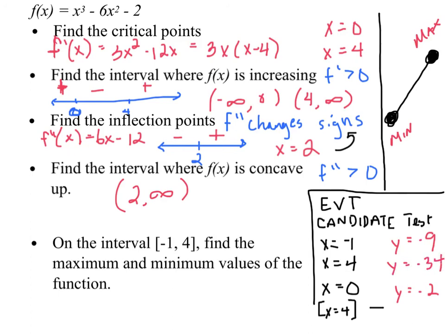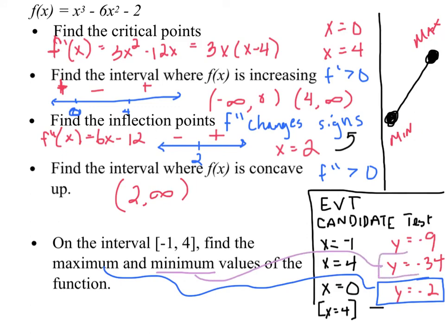So my maximum value in this interval is -2. Okay, that's my max. I'm just going to draw a line to it. My minimum value is -34 on this interval. And that's the extreme value theorem and the candidate test.